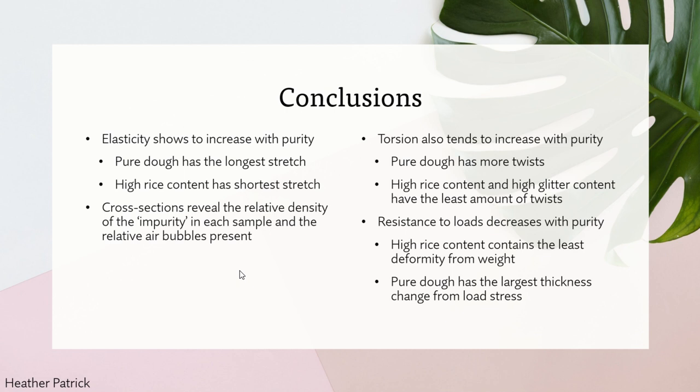Torsion also increases with purity. Again, pure dough had more twists available. High rice content and high glitter content had the least amount of twists. Resistance to loads decreases with purity. Now this makes sense because with the compression testing, we saw that there was a lot more compression from the pure samples. Play-Doh had the biggest radius change, and then with high rice content, it changed like half a centimeter from two hardcover heavyweight books.